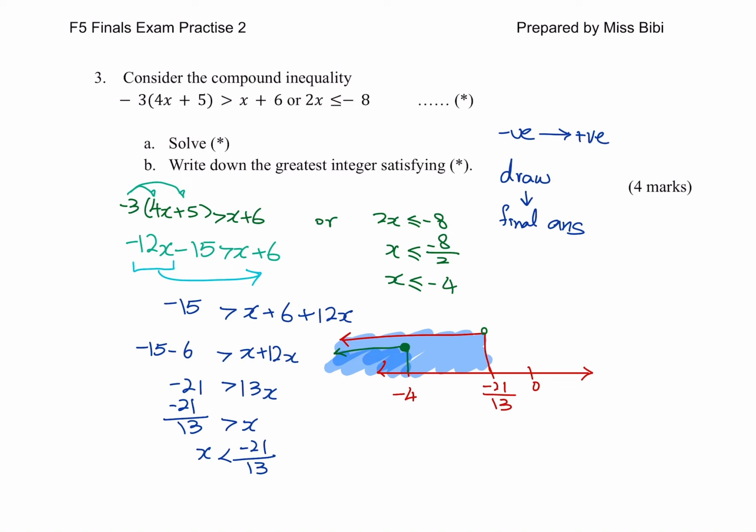It starts from negative 21 over 13. So that's why your part A, the final answer is x is smaller than negative 21 over 13. That's your final answer. That's how you get the 3 marks of part A.